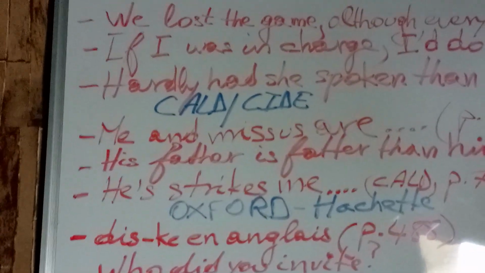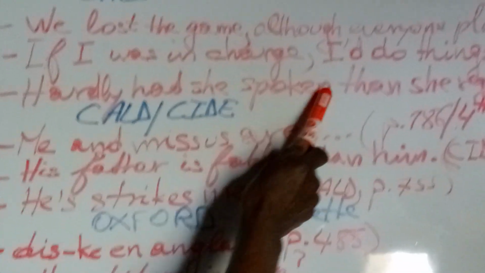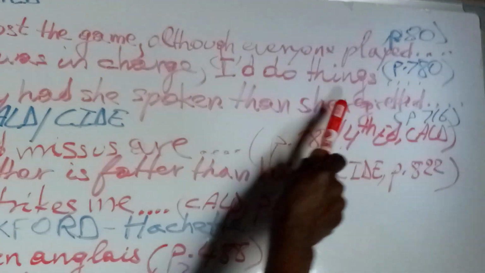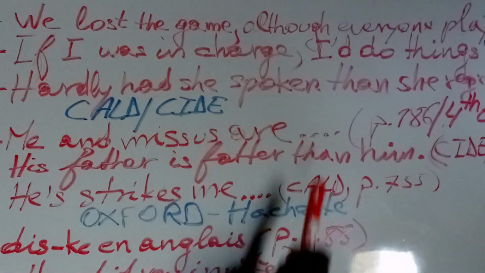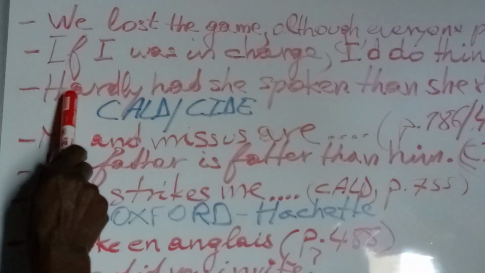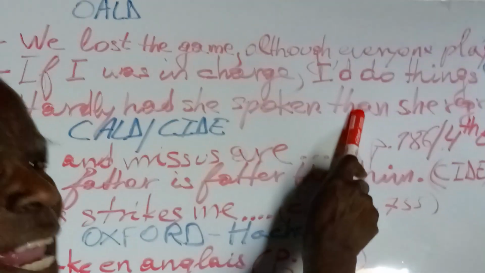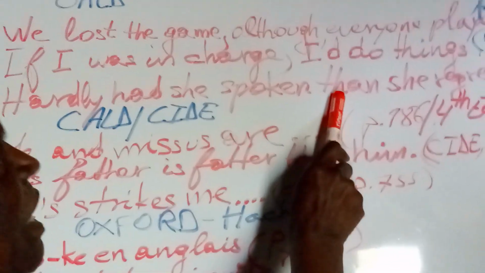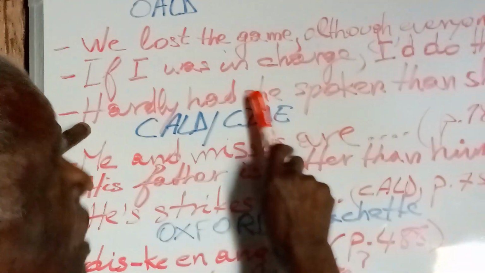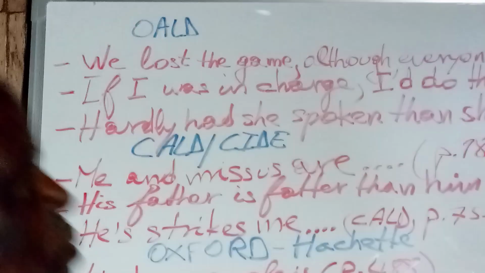Another mistake is here. They've written these illustrative sentences. Hardly had she spoken, then she regretted it bitterly. It's not right to put the connective then when the beginning is hardly, scarcely, rarely. It should be when or before, not than. Than should go with no sooner, not this. This is a faulty construction. This sentence is poorly constructed, grammatically speaking.